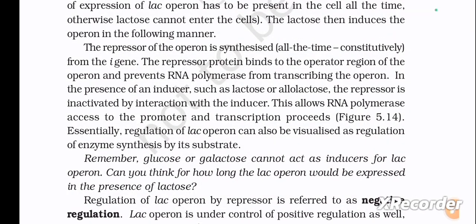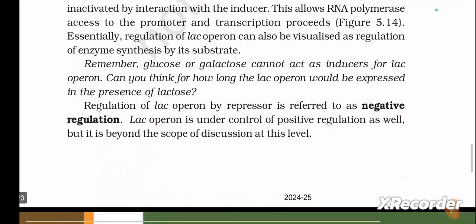The repressor of the operon is synthesized all the time constitutively from the I gene. The repressor protein binds to the operator gene of the operon and prevents RNA polymerase from transcribing the operon. In the presence of an inducer such as lactose or allolactose, the repressor is inactivated by interaction with the inducer. This allows RNA polymerase access to the promoter and transcription proceeds. Figure 5.14. Essentially, regulation of lac operon can also be visualized as regulation of enzyme synthesis by its substrate.